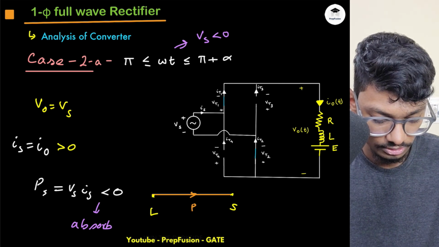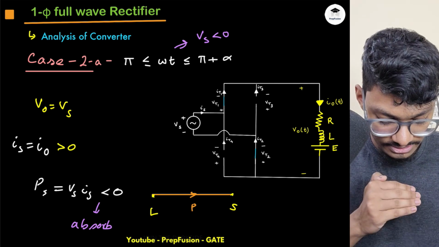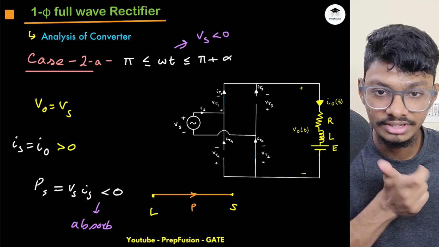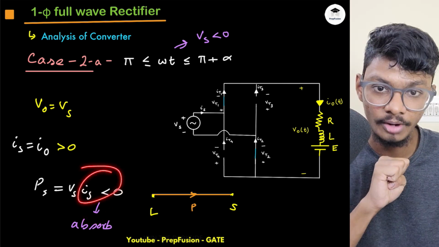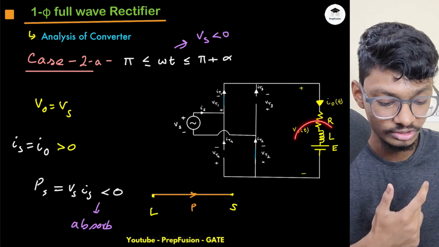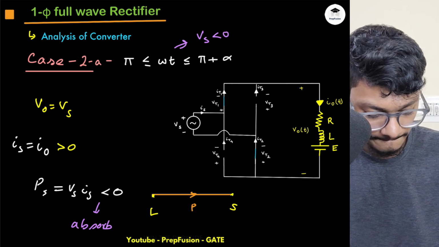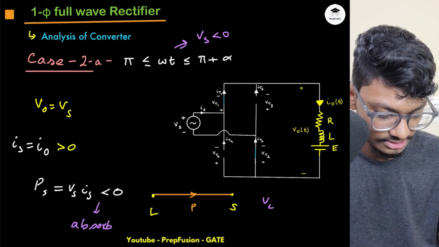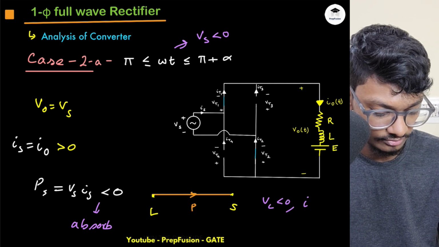Okay, so next, what I can say is that as this is negative, the inductor will discharge. Why will the inductor discharge? Because the source is absorbing power, and someone has to supply that power. Who will supply that power? The inductor will supply that power by changing its polarity. So obviously my inductor voltage is negative, less than 0, and hence my IL will reduce.